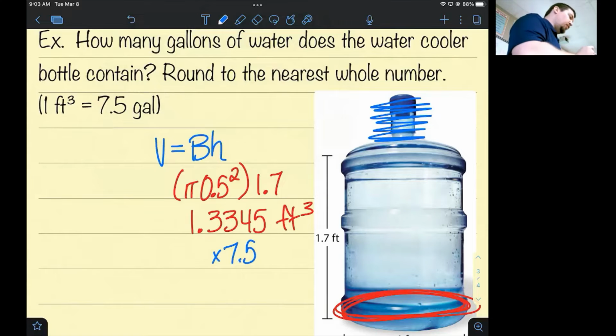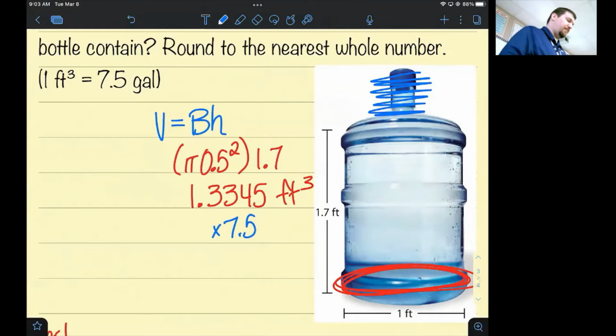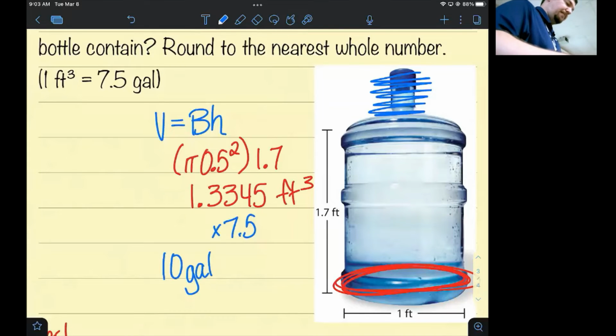And we're rounding to the nearest whole number. And so this is pretty obvious what it rounds to. What do you get? What do you get, Natalie? Yeah, 10 gallons. Those water cooler jugs are 10 gallons. Yeah, 10.00875. We'll say it's 10 gallons. We're rounding to the nearest whole number. So 10 gallons, not 10 cubic feet, but 10 gallons.